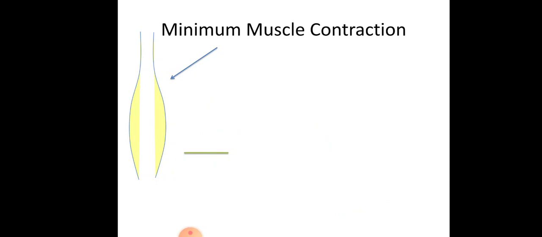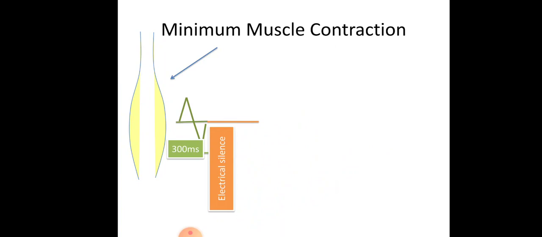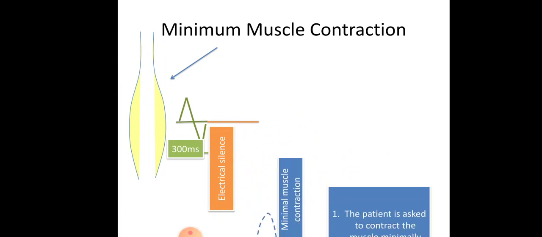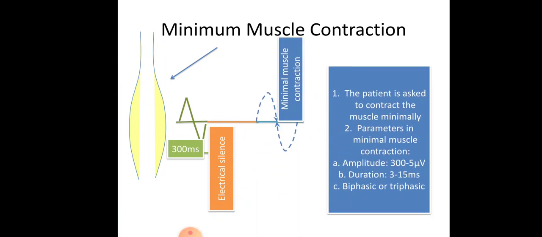Coming to the third part, minimal muscle contraction. So first one was insertional activity, second one was electrical silence. You have to ask this patient now to contract his muscle very minimally. This causes individual motor unit to fire. Let's look into how it looks. First one is your insertional activity. Second one is your electrical silence. Coming to the third one is your minimal muscle contraction. Here the person is asked to contract the muscle minimally.